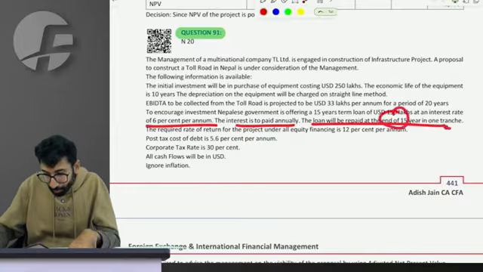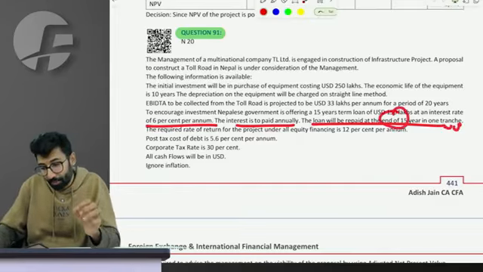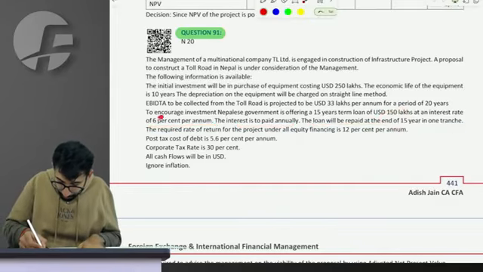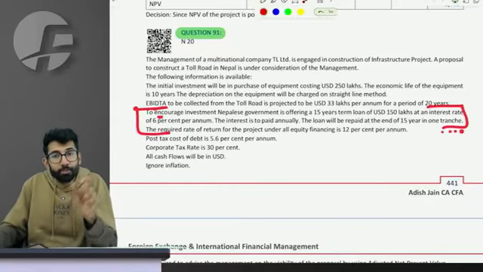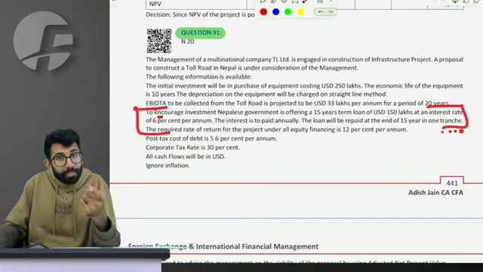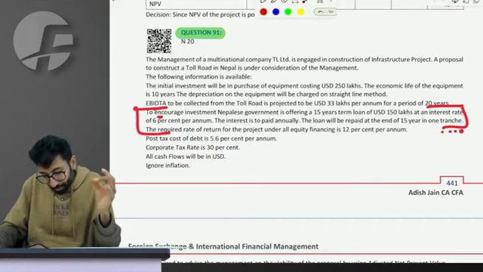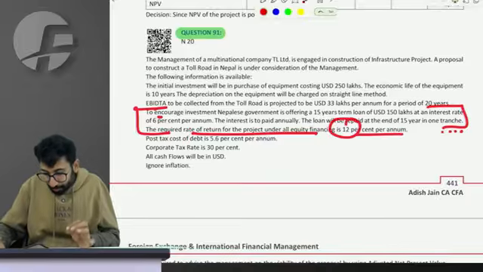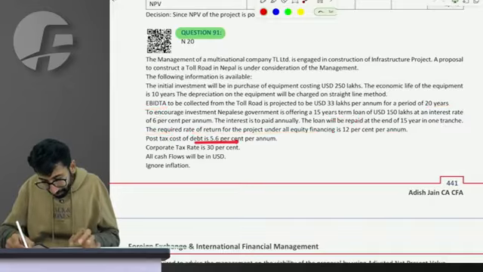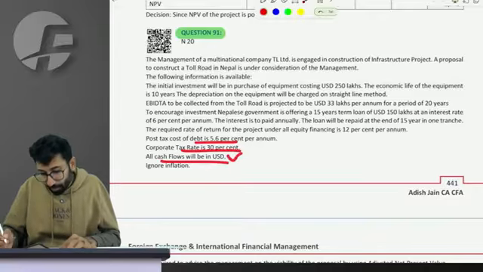Loan to be paid in one tranche, one shot at the end of 15 years. Sir, this is the information regarding debt. We will look at this information later on because my initial assumption for the base case NPV is that I am all equity financed. Required rate of return for all equity financed is 12%. Cost of debt 5.6, doesn't matter for now. Corporate tax 30. All cash flow USD, ignore inflation.